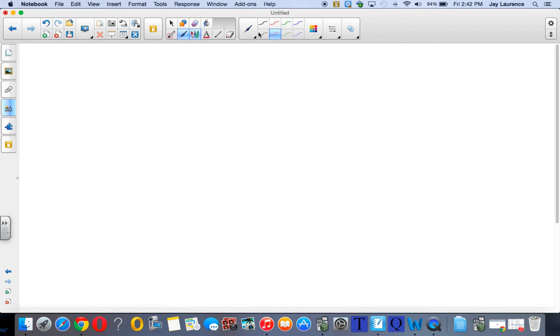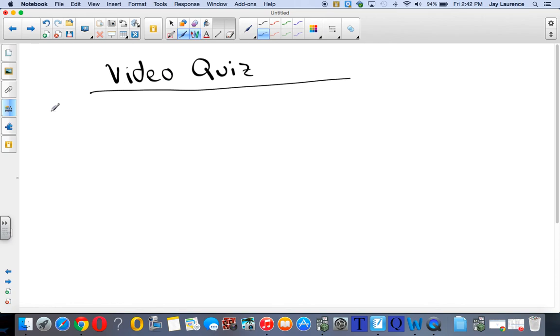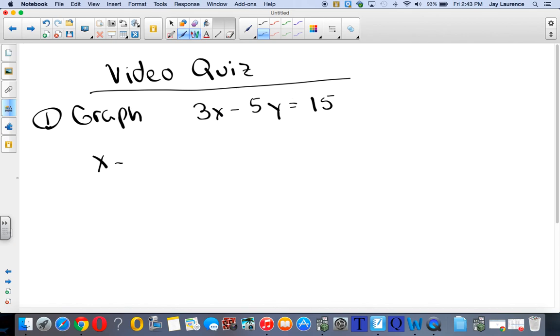Okay, let's do a little video quiz here. Your job is to graph this one problem. Graph 3x minus 5y equals 15 using standard form. So I want to see the x-intercept, find the x-intercept for me. That's where you plug 0 in for y and solve for x. I want to see the y-intercept. That's where you plug 0 in for x and solve for y. And I also want to see the slope. Okay, and actually make the graph on graph paper.